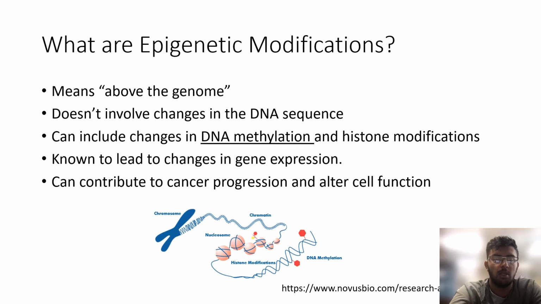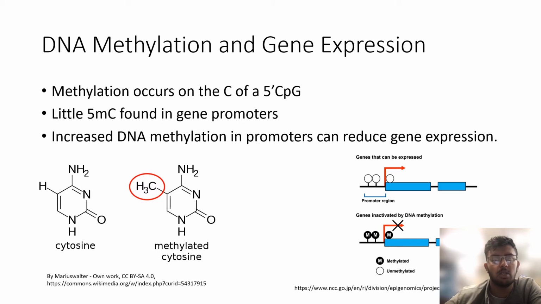Epigenetic means above the genome. It doesn't involve changes in DNA sequence, but can include changes in DNA methylation and histone modifications, known to lead to changes in gene expression. They can also contribute to cancer progression and alter cell function. So, DNA methylation and gene expression. Methylation occurs on the C of a 5'-CpG, which is right here. Little 5-mC is found in gene promoters. Increased DNA methylation in promoters can reduce gene expression.